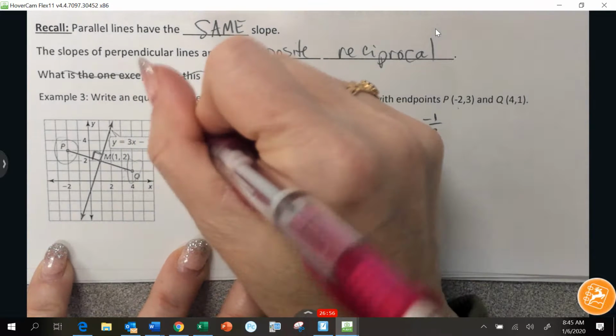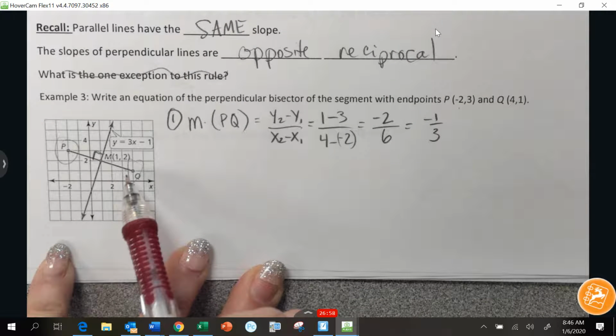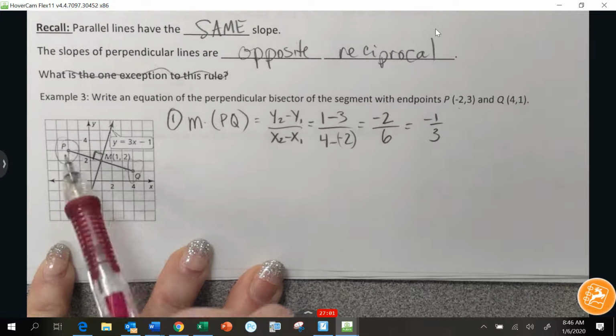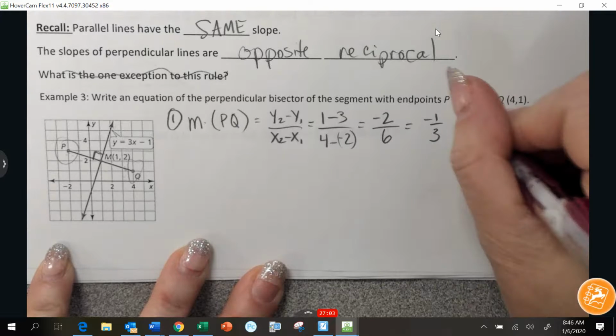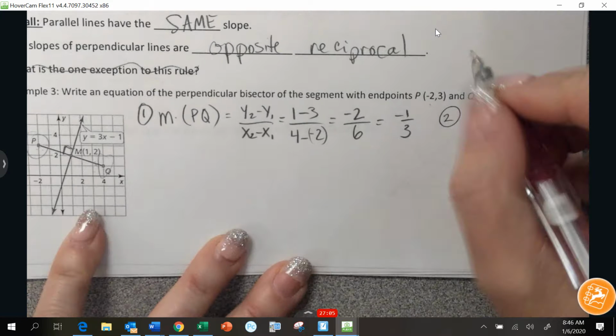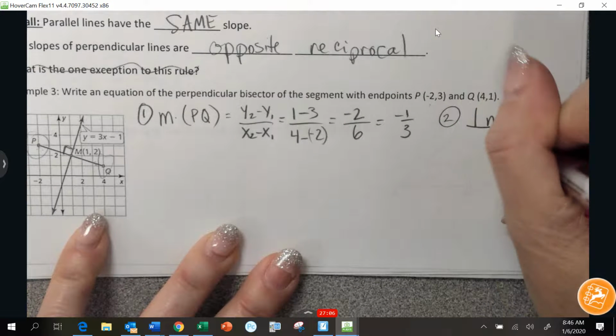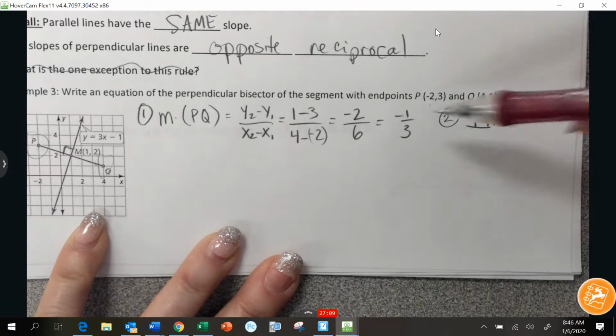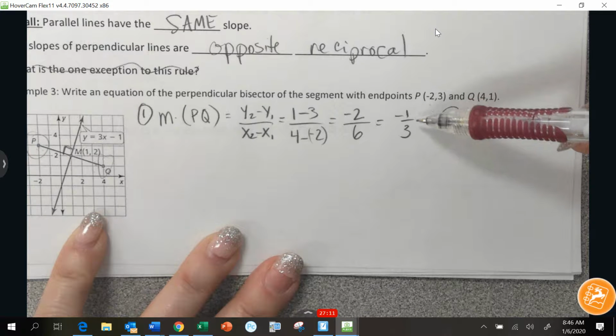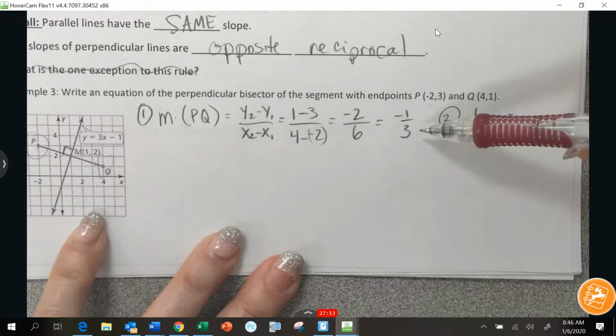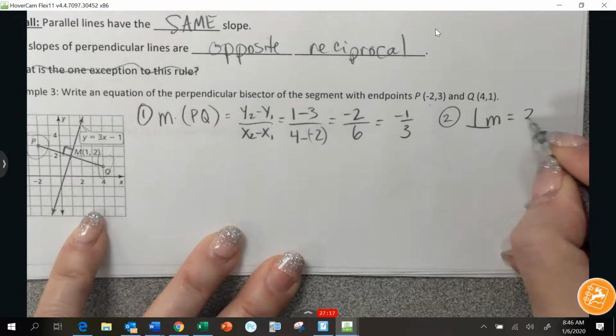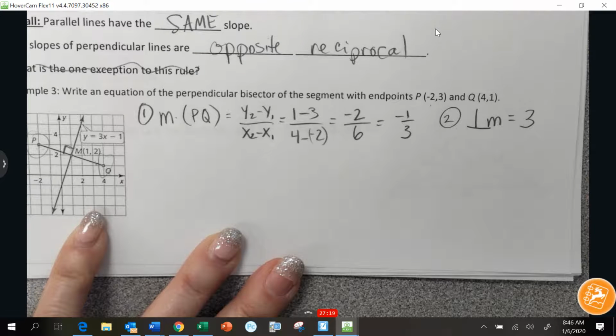So that's the first thing I'm going to do is I'm going to find the slope of the segment with the endpoints PQ. My second thing that I'm going to do is I'm going to do opposite reciprocal slope. So opposite reciprocal of -1/3, Alex. +3 or 3 over 1.